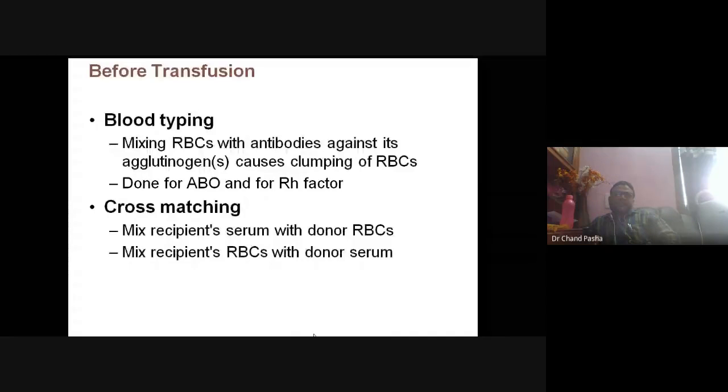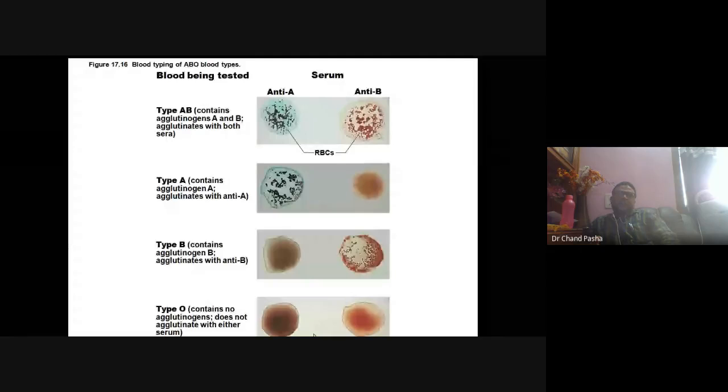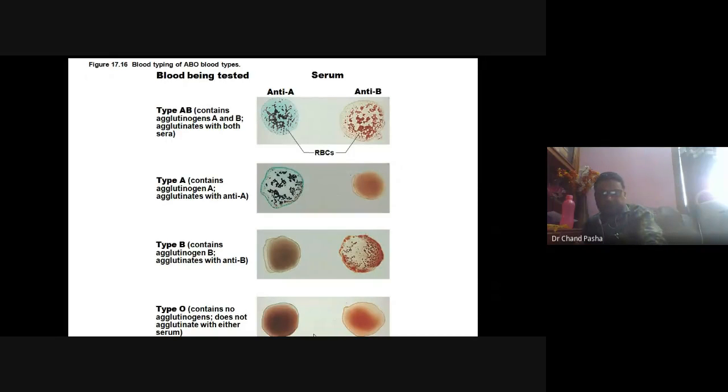Here, one thing you should remember: sometimes a visible clot does not take place. It will be in between. So what you need to do is add a little amount of normal saline. If you increase the ionic strength, the agglutination will be enhanced. Then you can say what type of blood grouping is there. You are aware of these things.